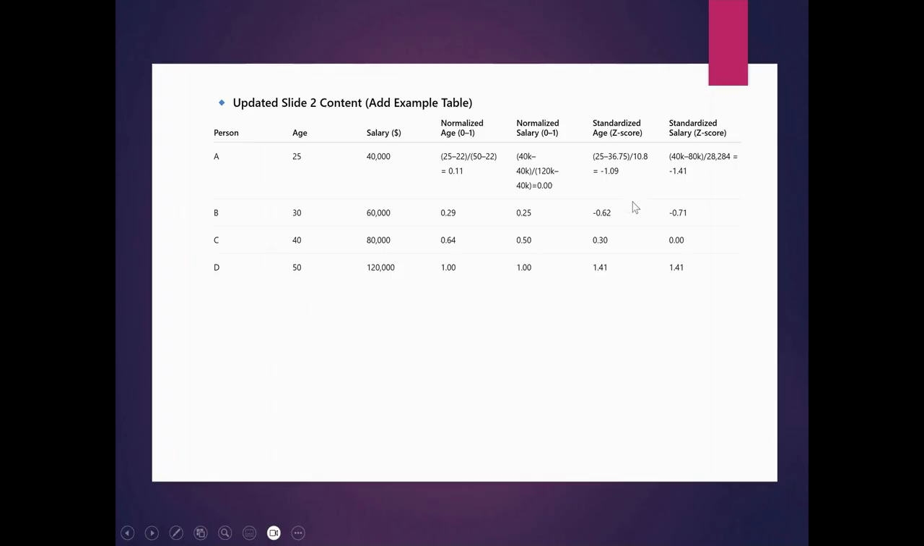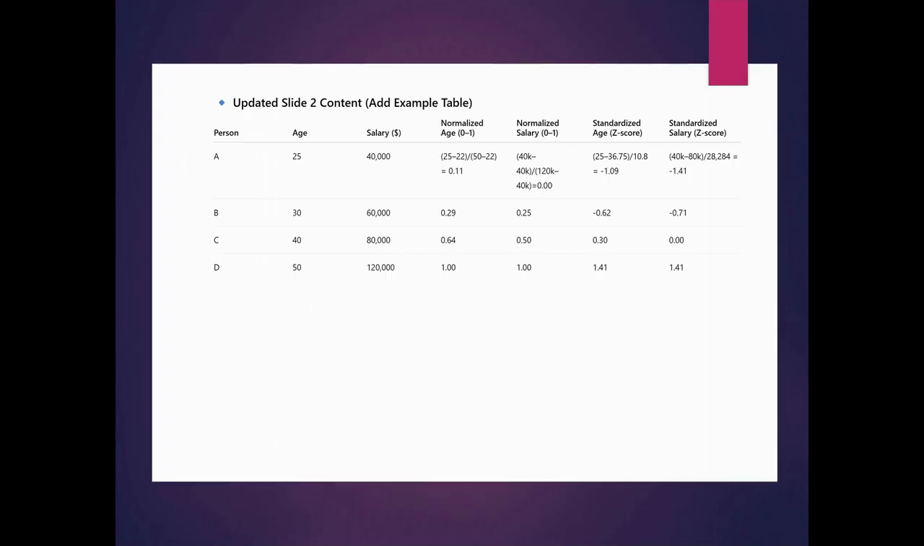So we can say, for example, person A's salary is 1.4 standard deviations below average, while person D's salary is 1.5, something like that. This makes comparison more intuitive and fair regardless of the original range. Without scaling, the model would think that features with bigger numbers, like 120,000, are more important. By applying normalization and standardization, column by column, we ensure every feature contributes equally. The model now focuses on relationships, not raw magnitudes. So that's what's happening here.